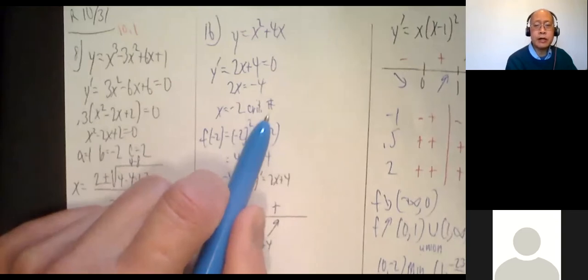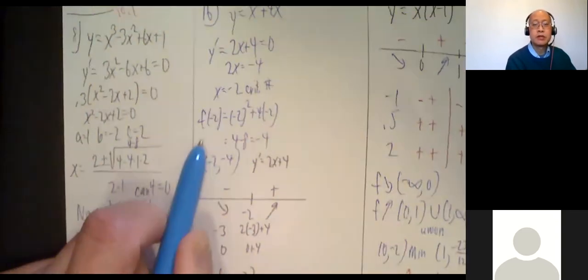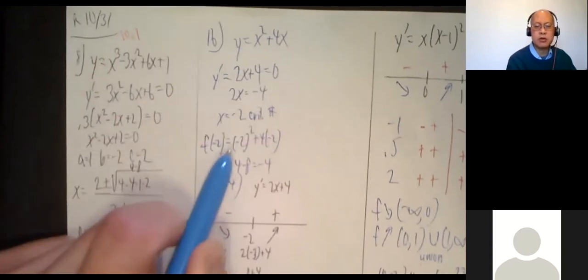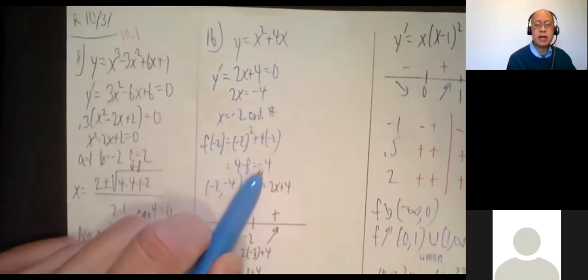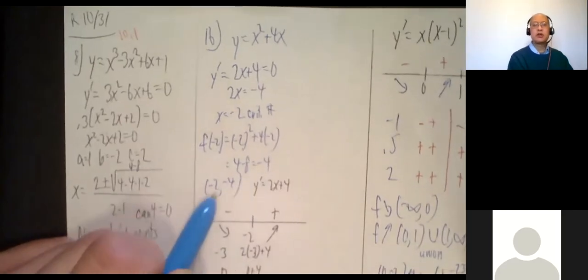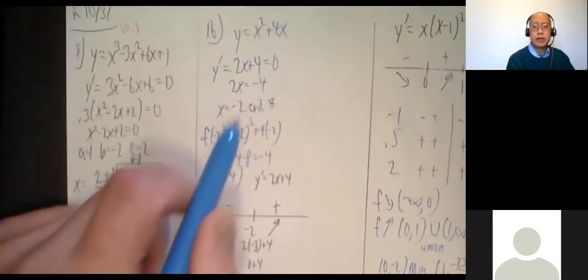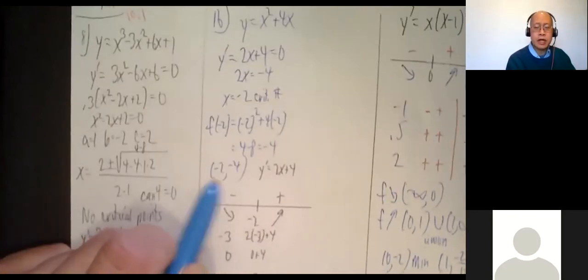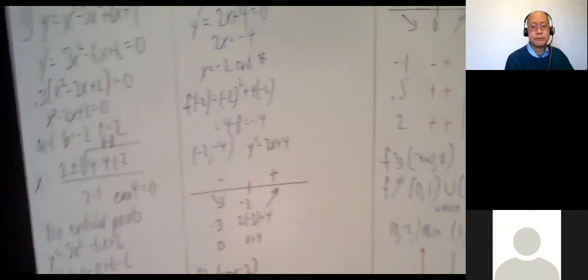To get a critical point, plug in to find y. So f of -2. -2 squared plus 4 times -2. That's 4 minus 8, -4. So -2, comma, -4. So critical number, -2. Critical point, -2, comma, -4.